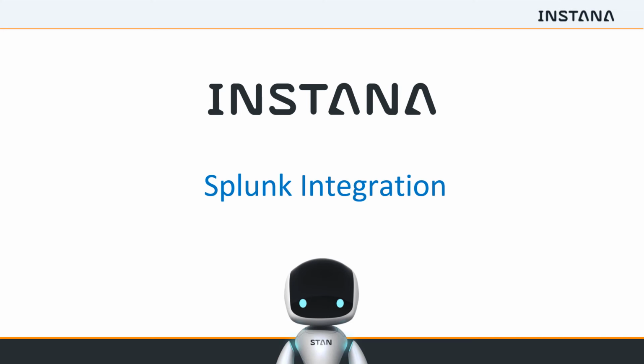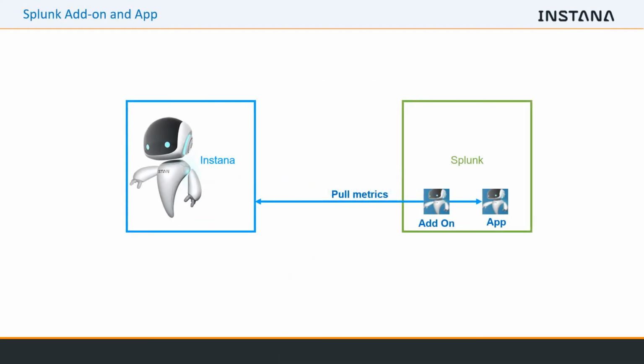This is a video showing the Instana integration with Splunk. There are two ways to integrate Instana and Splunk. The first one is using a Splunk add-on and application. In this case, we have an Instana add-on and application installed on Splunk. The add-on is pulling metrics from Instana, and those metrics are visible with the application dashboards.